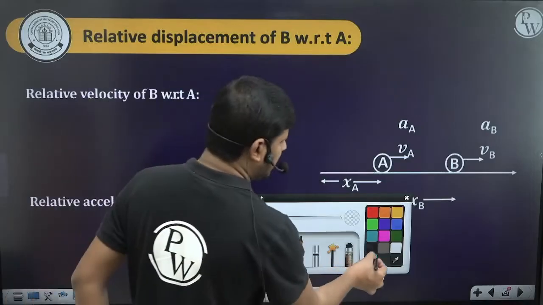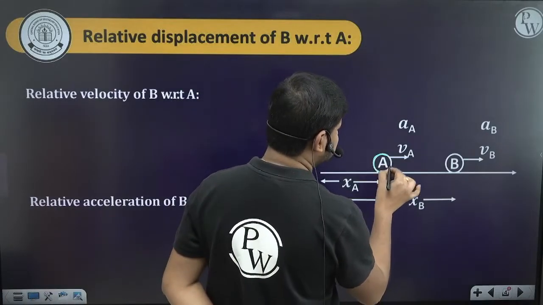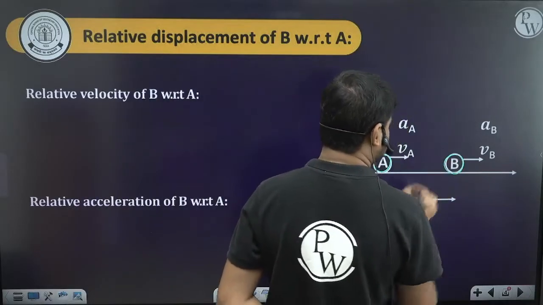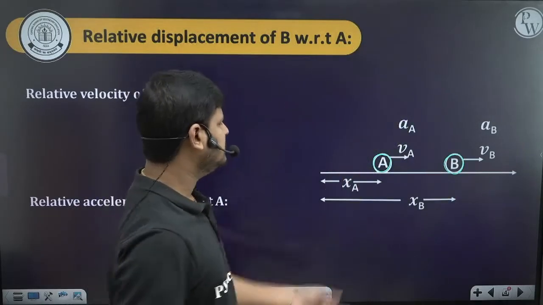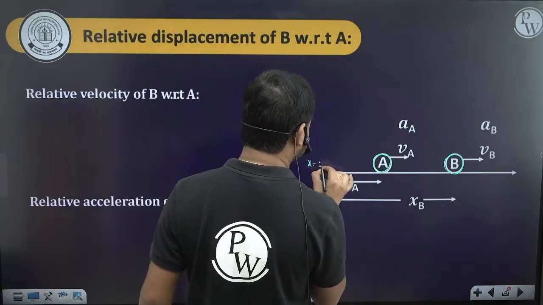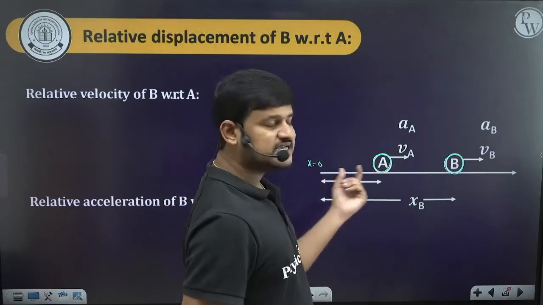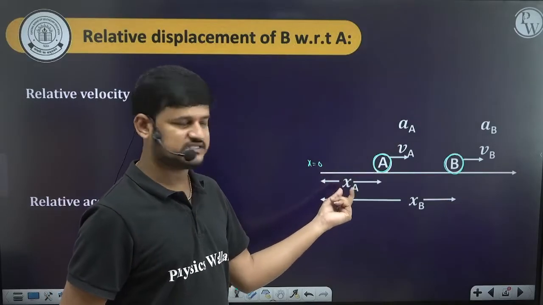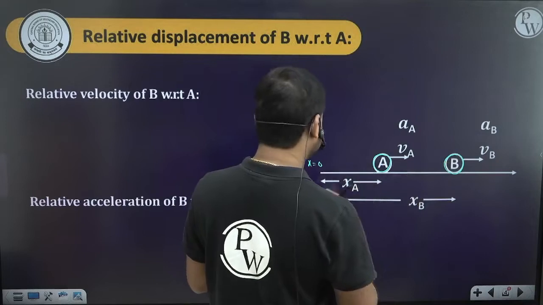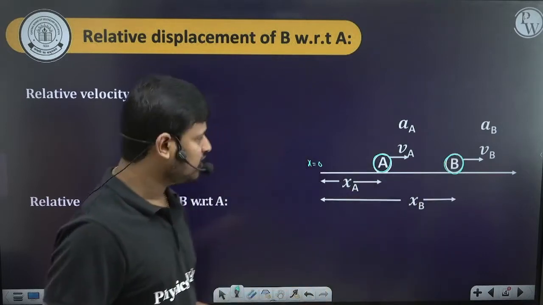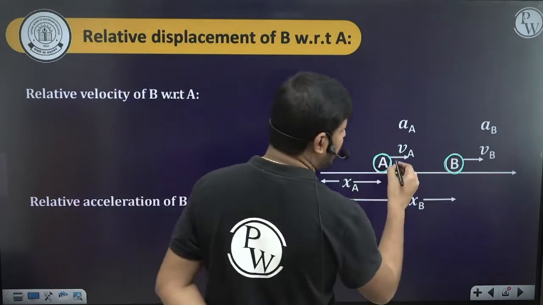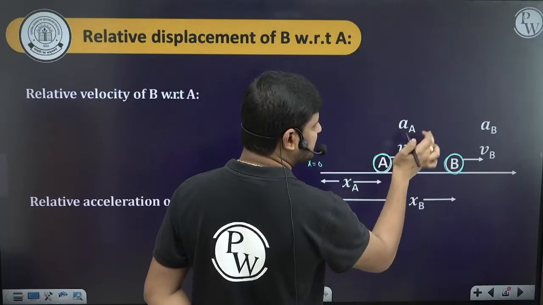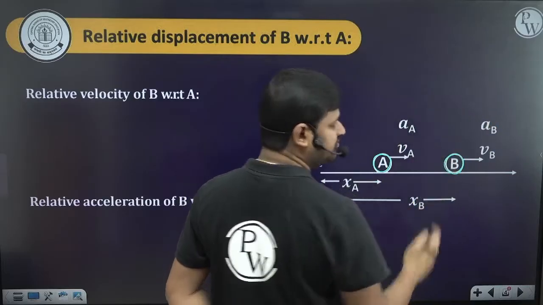So here I am considering two bodies. Consider this is the body A and this is the body B. Let's suppose this is the origin. From the origin, body A is at a distance of XA and body B is at a distance of XB. Body A has velocity VA and body B has velocity VB, and the acceleration of A is AA, acceleration of B is AB.